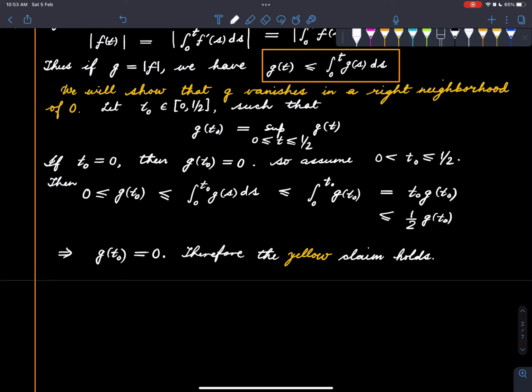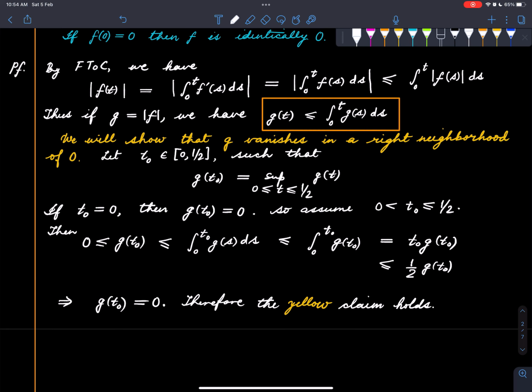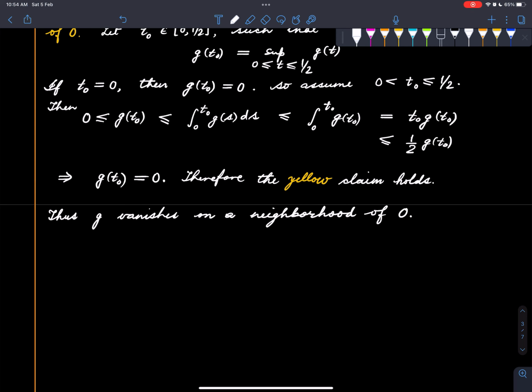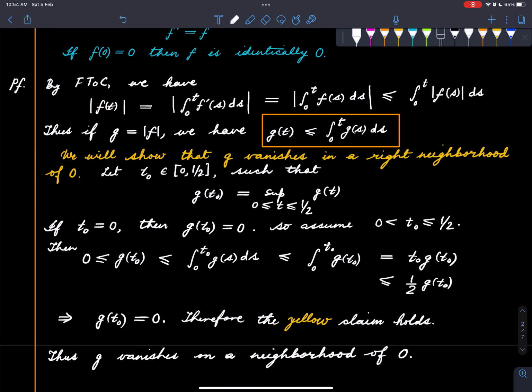Okay. So we have shown that g vanishes on a right neighborhood of 0, and hence, similarly one can show that the conclusion is that g vanishes on a neighborhood of 0, because you can similarly show the left neighborhood thing. Alright. So now what we want to show is that g vanishes everywhere, because we want to show that f vanishes everywhere. Okay.